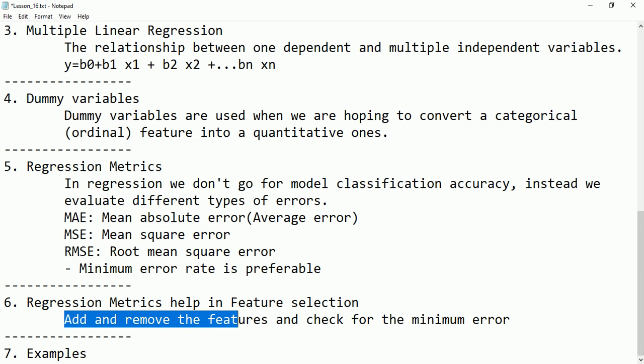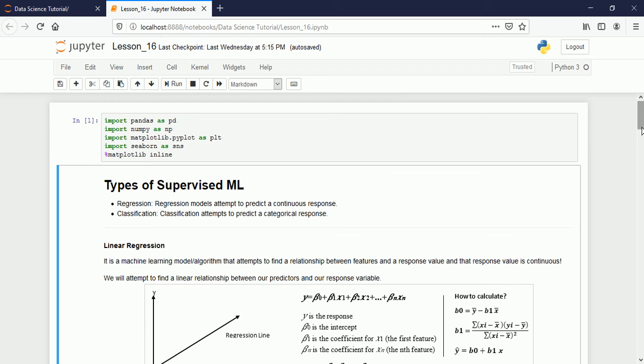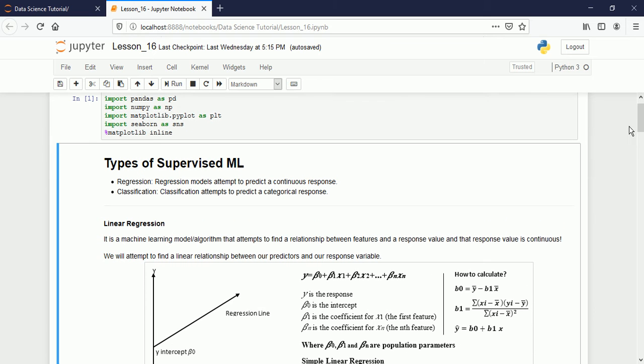So let's see, and here I will show you some examples for them. The important libraries here I have imported. Then we talked about types of supervised machine learning. Friends, we have two types. First type is called regression, and the second type is called classification.